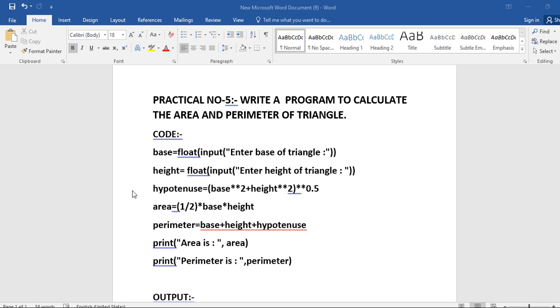Hypotenuse equals (base**2 + height**2)**0.5. Area equals 0.5 * base * height. Perimeter equals base + height + hypotenuse. Print area is area, print perimeter is perimeter.